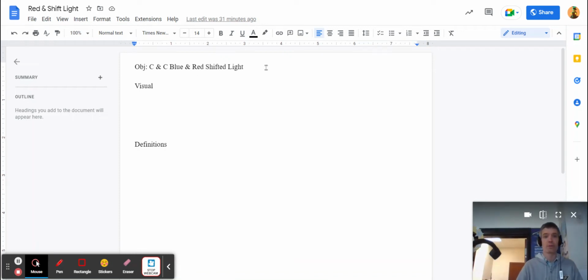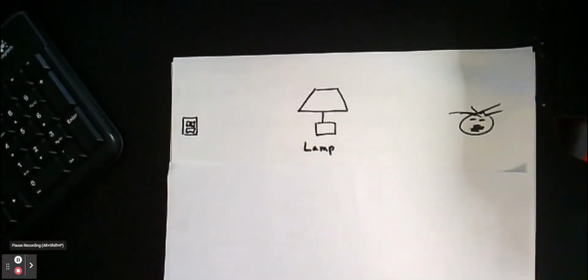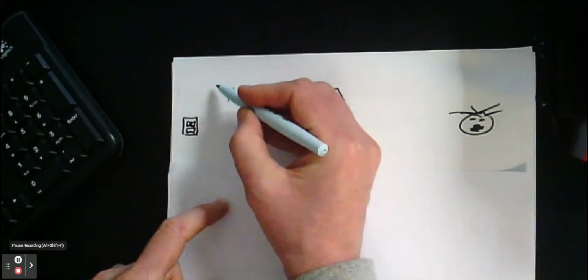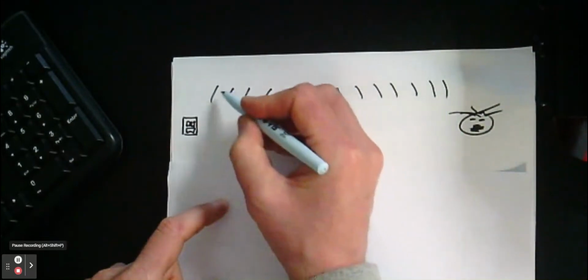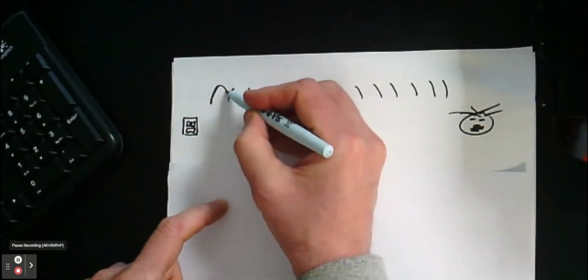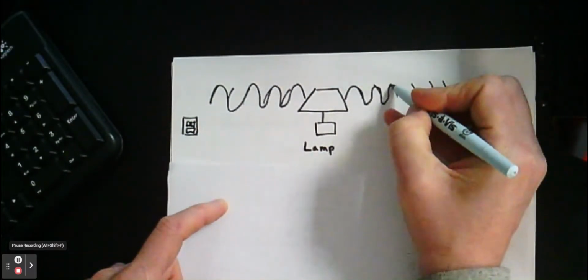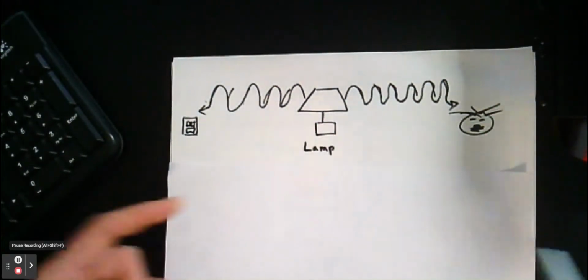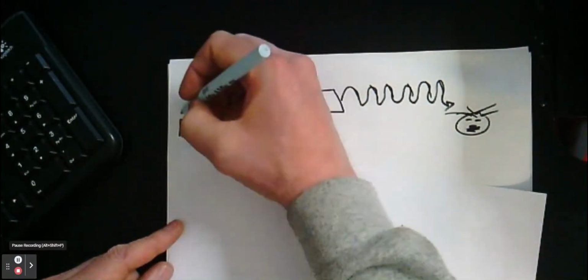Okay, so we want to compare and contrast blue and red shifted light. All right, now, got a lamp and nothing's moving. The light is going to look like that. All right, same for each. So they're going to see the same, and it's a little more spread out over here, but they should be equally the same.